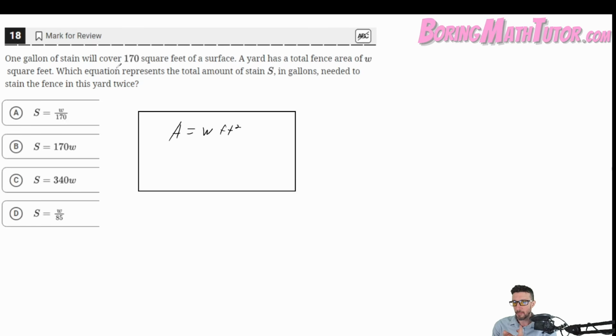Okay, well, they said that if you use 1 gallon of this thing, it's going to cover 170 square feet. So I can actually do this by setting up a proportion that 1 gallon over 170 square feet is going to equal how many gallons? Well, S is the thing I'm trying to solve for. So S gallons, if I'm trying to do this fence 2 times over. So if I'm trying to do it 2 times, I don't want to just do W. I want to do W times 2. That's how many square feet.